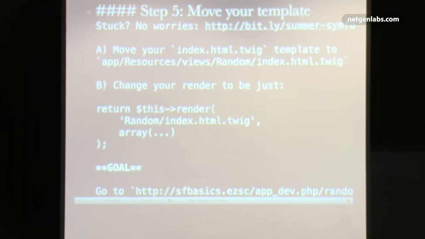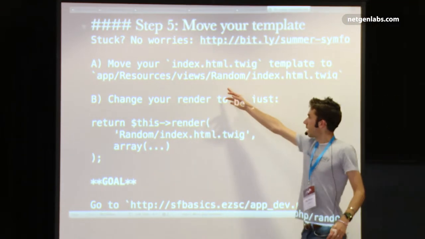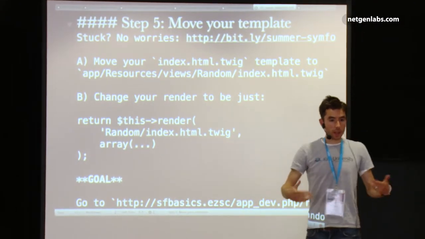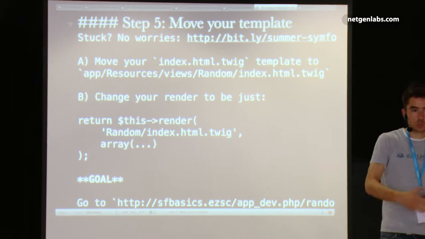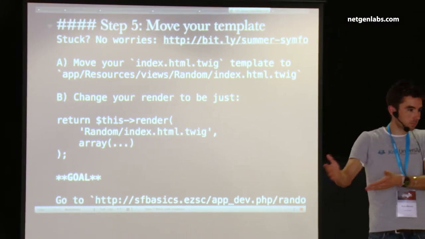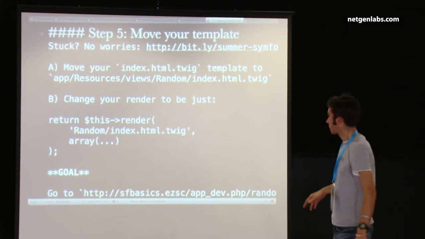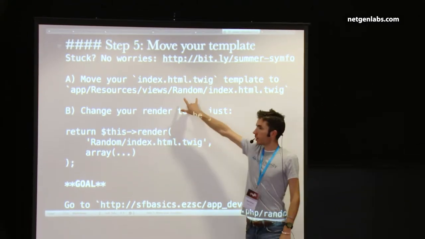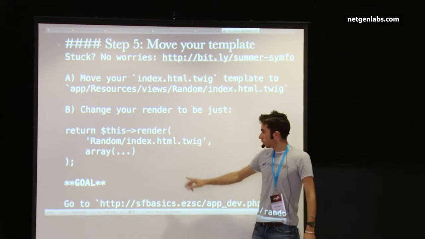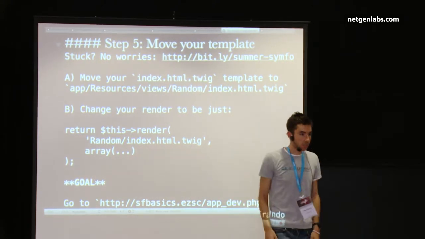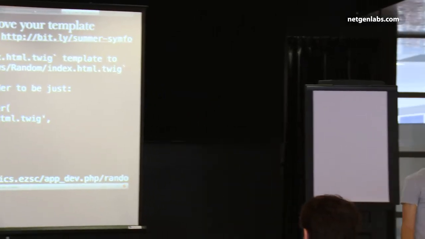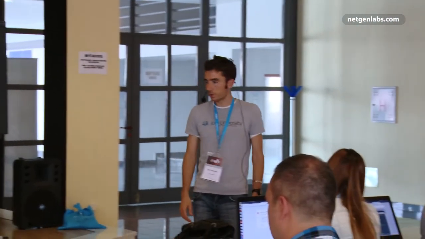You may have heard me just say this, but the only reason that we have this random directory here is just because our controller is called RandomController, so I'm choosing to group my templates by controller name. But technically, if we wanted to, we could just put index.html.twig right here. And if we did that, we would just render index.html.twig. So you can use a subdirectory or not use a subdirectory. It's a good idea, but there's no technical reason for it.